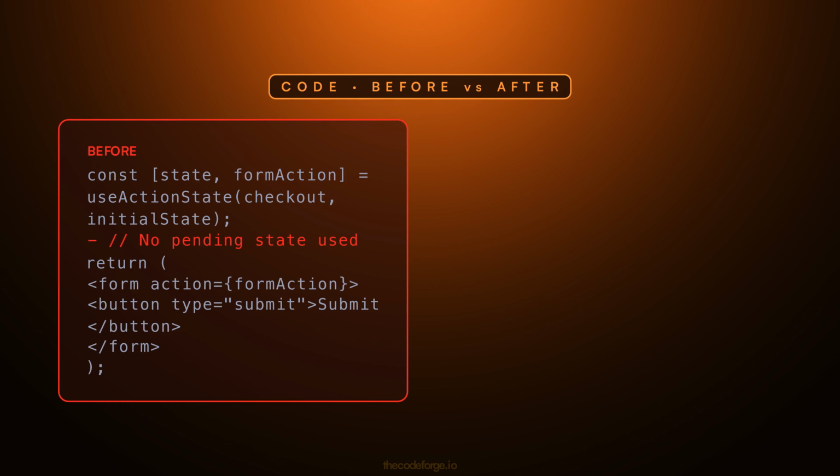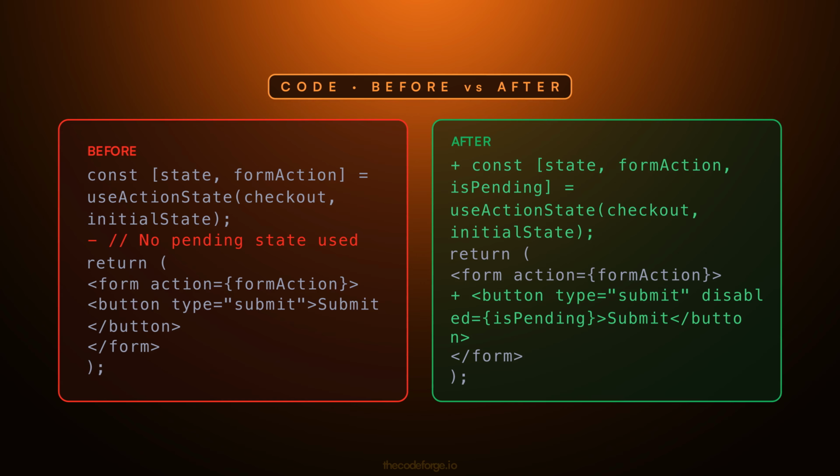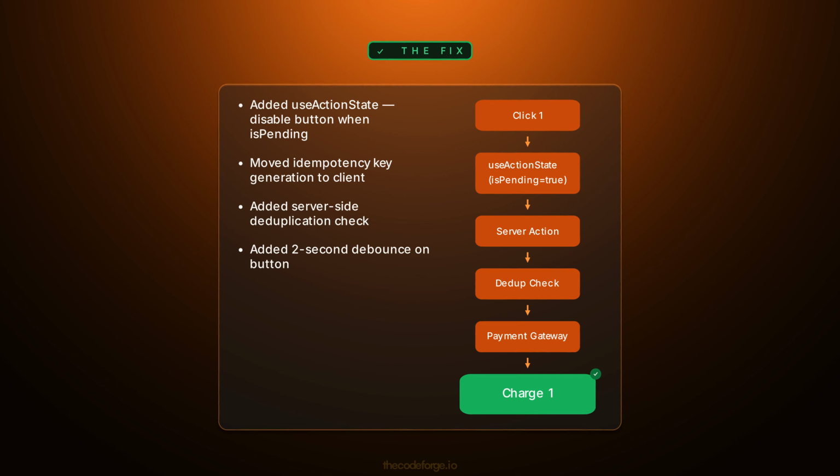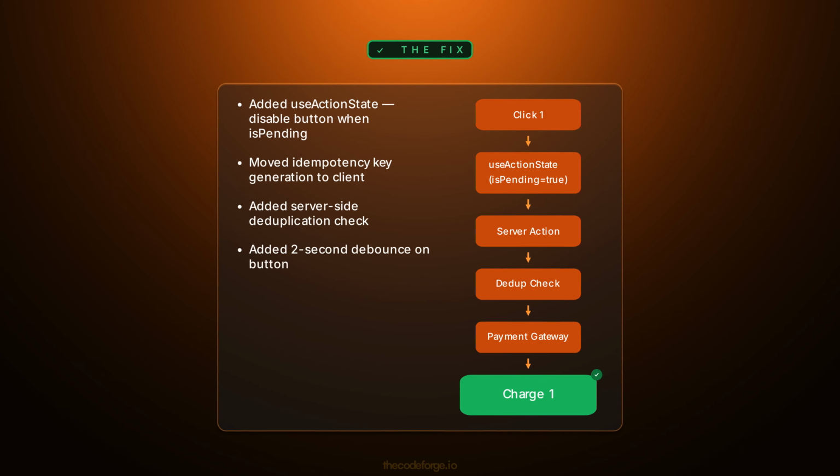The form lacked useActionState, so clicking submit twice within 200 ms fired 2 server action invocations with different idempotency keys, causing duplicate charges. The fix involved adding useActionState to disable the submit button immediately on click. The idempotency key is now generated client-side before the action call, ensuring uniqueness per form mount. The server also checks if a key has already been processed before executing the mutation.